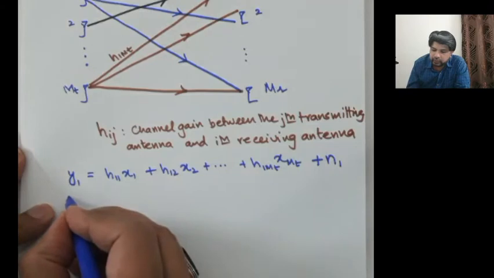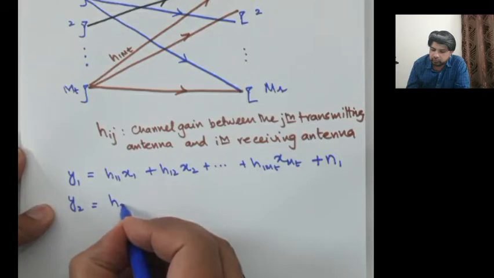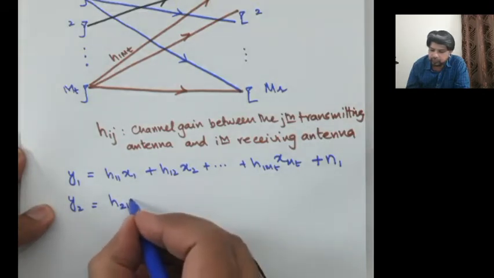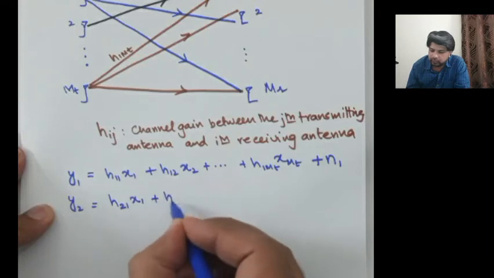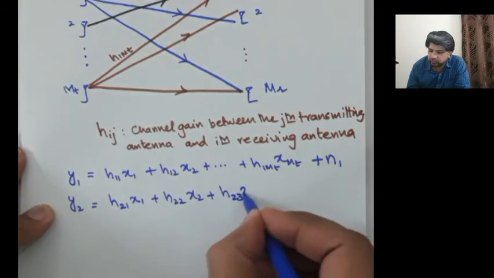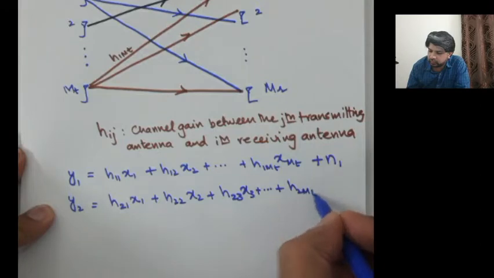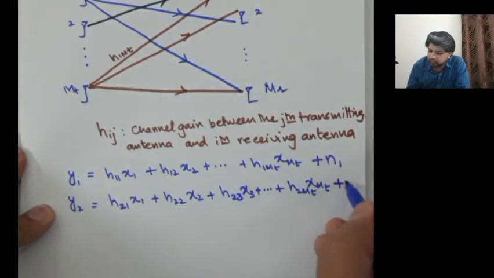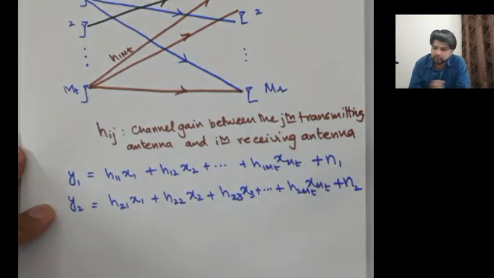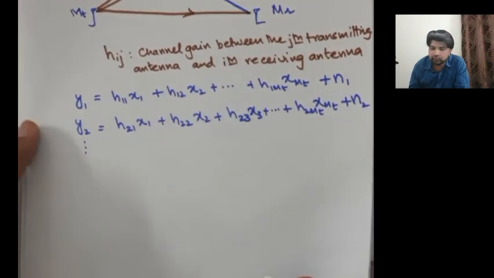Similarly, the received signal at the second antenna would be h21 times x1, plus h22 times x2 plus h23 times x3 plus h2mt times xmt, plus you would have some noise term, and this would continue, and you would have mr number of total received signals, because you have mr number of received antennas.